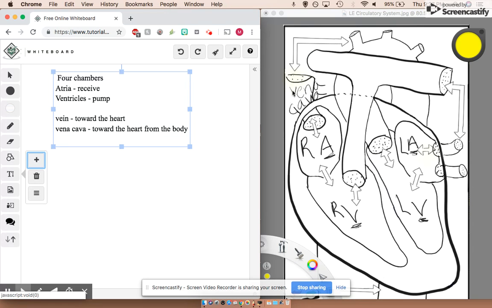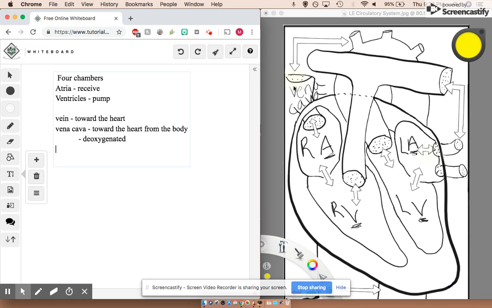If it's from the body, that means that blood has just been used up. It just dropped off all of the oxygen that it had, so it is going to be deoxygenated. It needs to get more oxygen. It needs to go pick up some oxygen. That's why it's going through the heart. The heart is going to basically transfer blood back and forth from the body to the respiratory system.